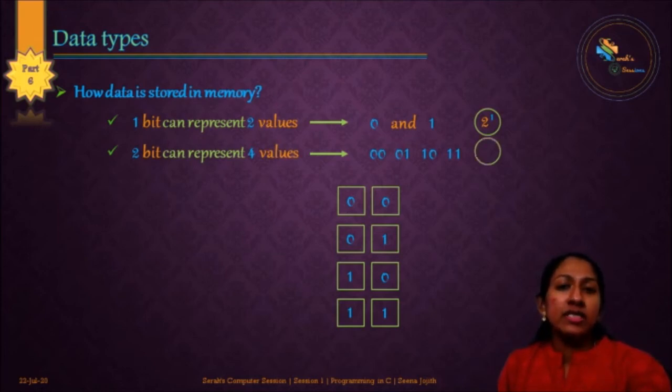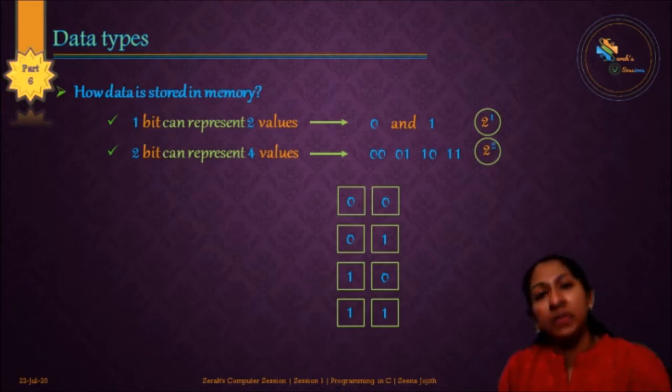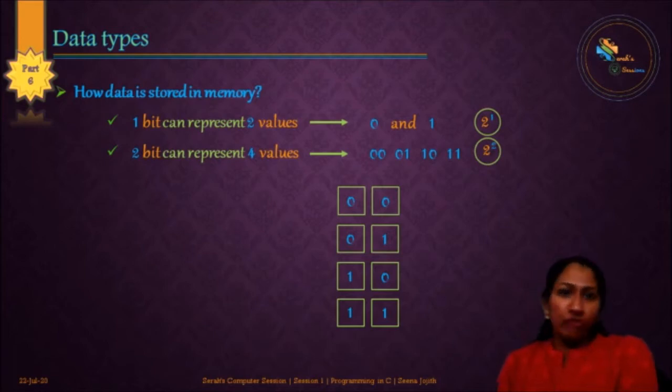So since it can generate 4 values, when we take power of 2, it can be written as 2 raised to 2, because 2 raised to 2 is equal to 4, right? So here actually the 0 0, 0 1, 1 0, 1 1, they actually represent numbers from 0 to 3.